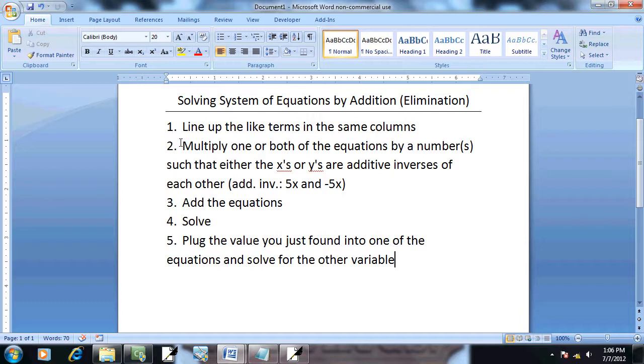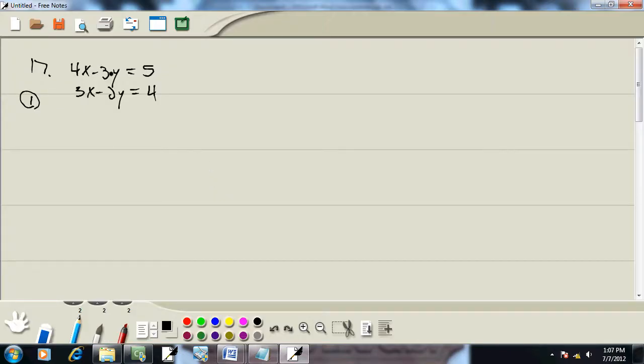Step 2, multiply one or both of the equations by a number such that either the x's or y's are additive inverses of each other. I'm going to choose the y's to work with. And additive inverse means that this one would be negative 3y and this one would be positive 3y. Now you want to pick numbers that are easy to work with, and probably the easiest is multiply times the other number. Like this one here, I'll multiply this by 3. And in this equation, I'll multiply it by the other number. I'm looking at my y's. I'd multiply it by 2.